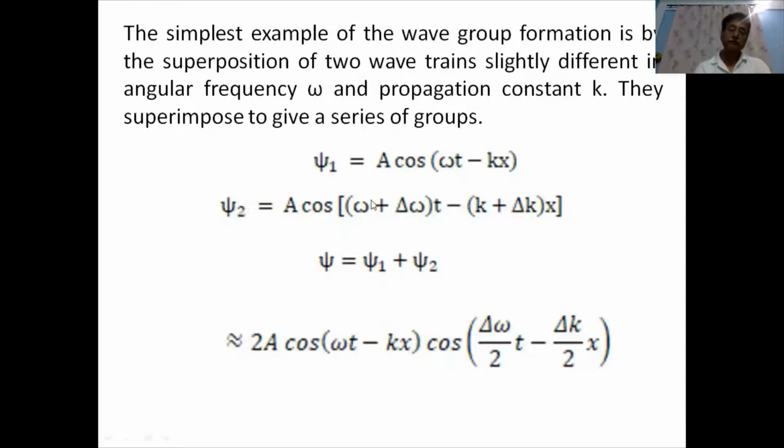That means, after superposition, the frequency of the two waves remains almost the same. But certainly the amplitude is modulated, and the amplitude becomes 2a cos((delta omega by 2) t minus (delta k by 2) x). Here delta omega by 2 is the frequency of the modulated wave, and delta k by 2 is the propagation constant of the modulated wave.